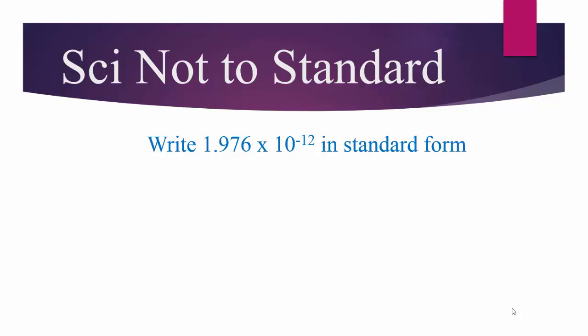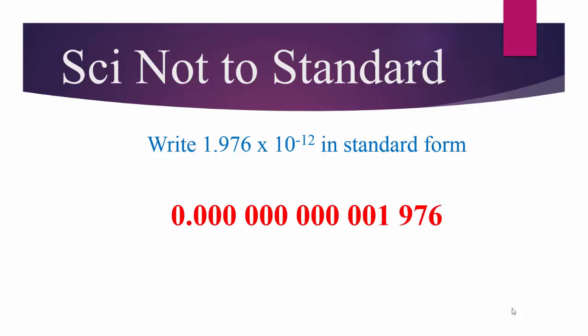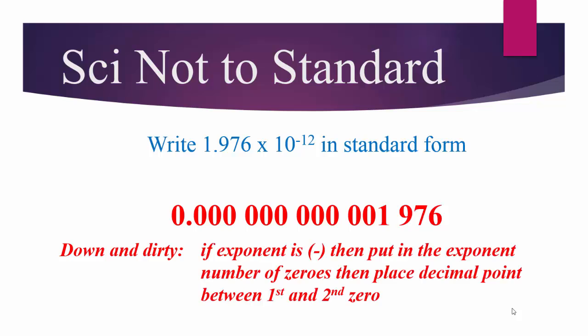How about a number that is smaller than 1? Here, stop the video, work it out on your own, come back for the answer. And the answer is this number. I'm going to give you the down and dirty way to convert the small numbers. If the exponent is negative, write down the number of zeros in the exponent and put a decimal point between the first and second zero.